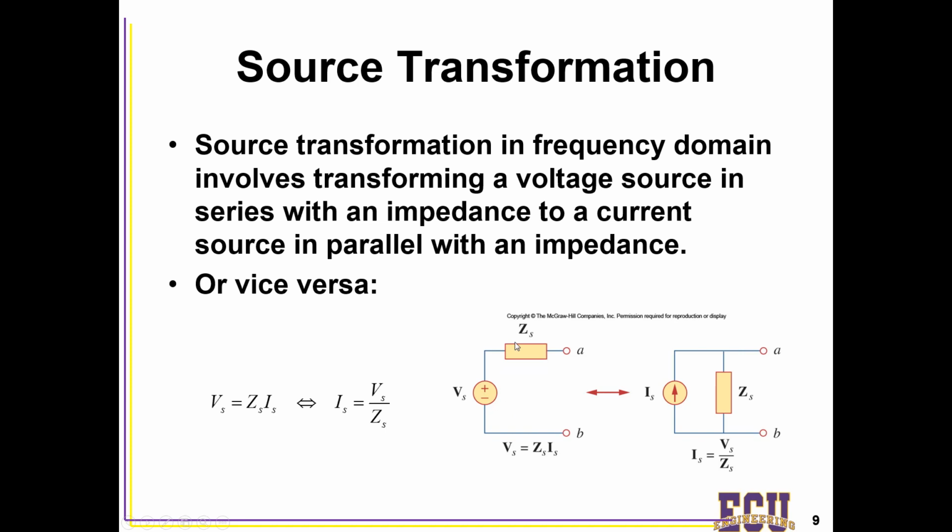Source transformation we can do here, just like we did before. We can convert a voltage source in series with an impedance into a current source in parallel with that same impedance. So it's going to be the same impedance, and we just have this relationship here. My voltage source is going to equal that impedance times the corresponding current. So the corresponding current is going to equal the voltage source divided by the impedance. Of course, these are also going to just be phasors.